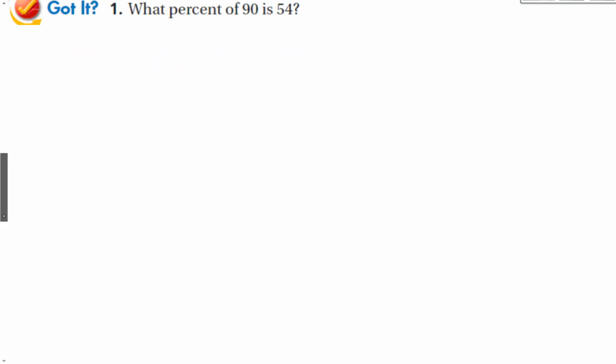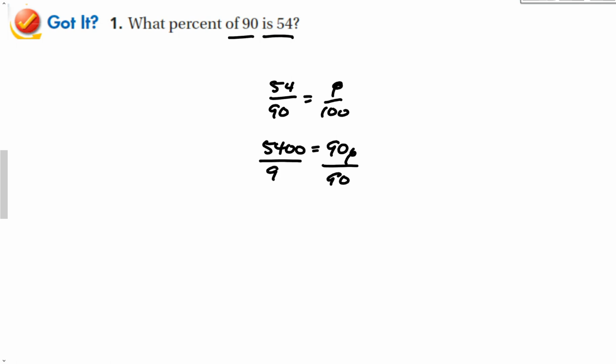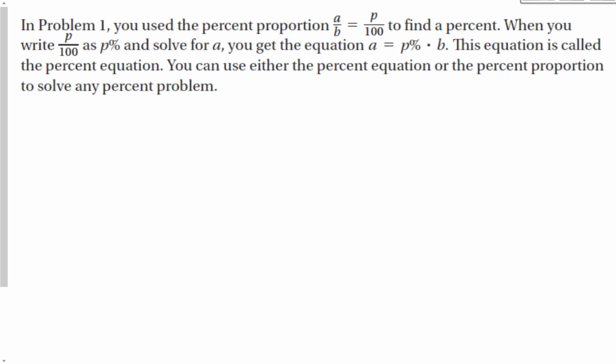Okay, let's look at our got it problem. Is over of. So 54 over 90 is equal to my percent over 100. Okay? So again, cross multiply, 5400 is equal to 90p. And then we divide both sides by 90. And we get that 60 is equal to p. So my answer becomes 60%. Okay? And that's the percent proportion. So in problem 1, we use the percent proportion to find the percent.